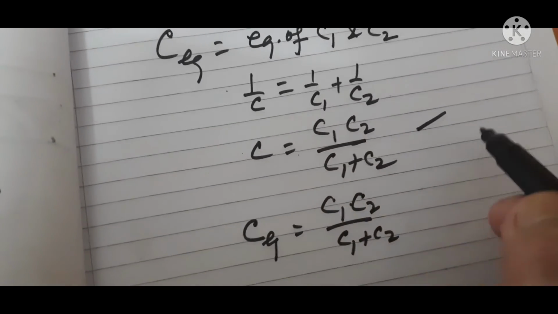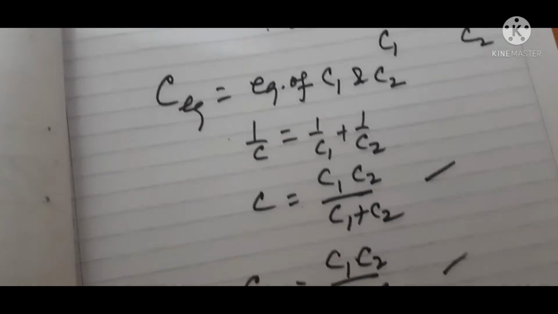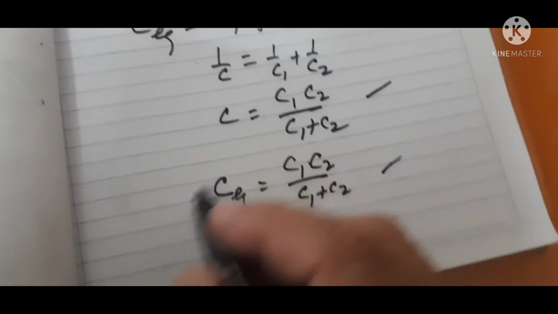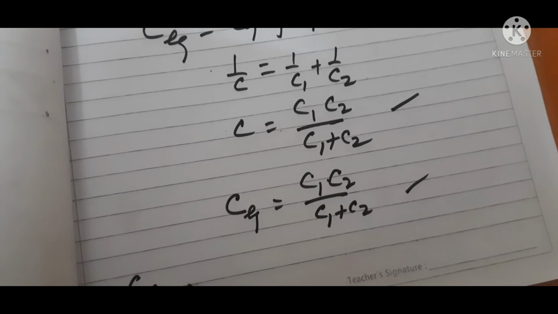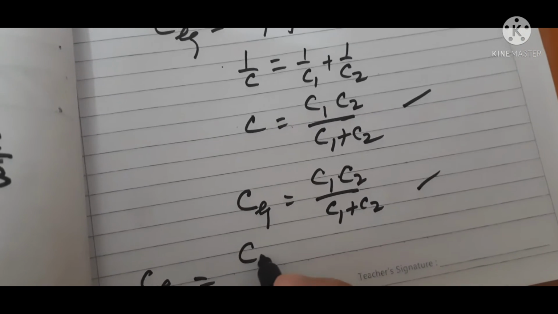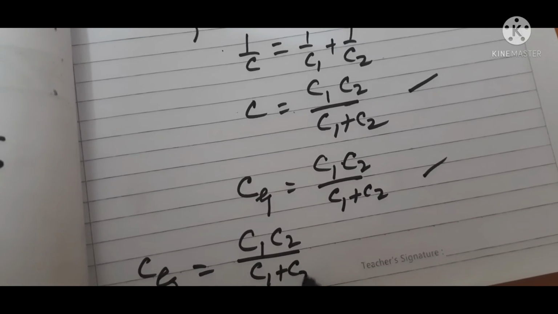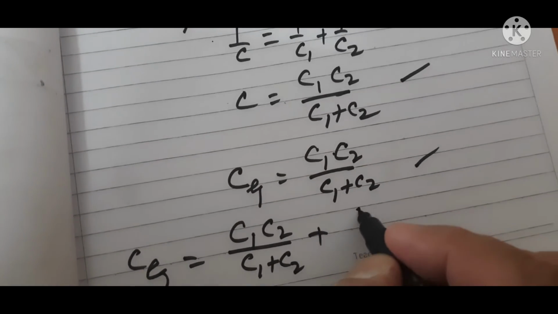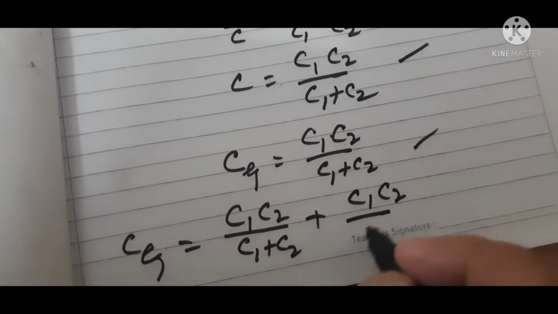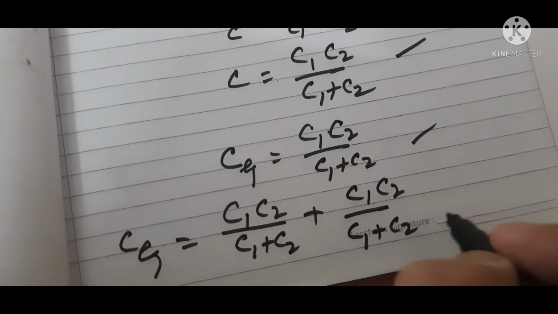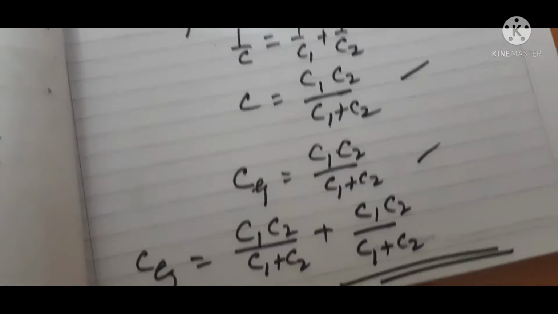Now these two are in parallel. So C equivalent is equal to C1 C2 by C1 plus C2 plus C1 C2 by C1 plus C2. Now solve it and get it.